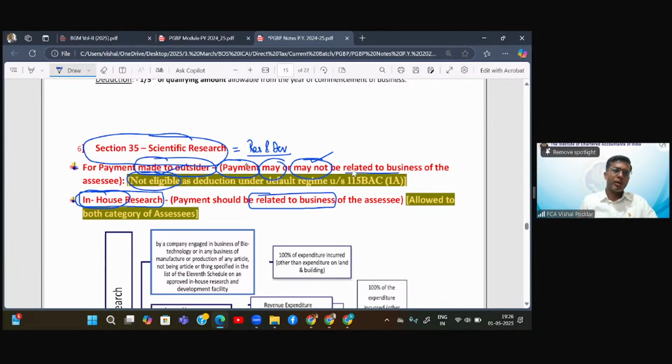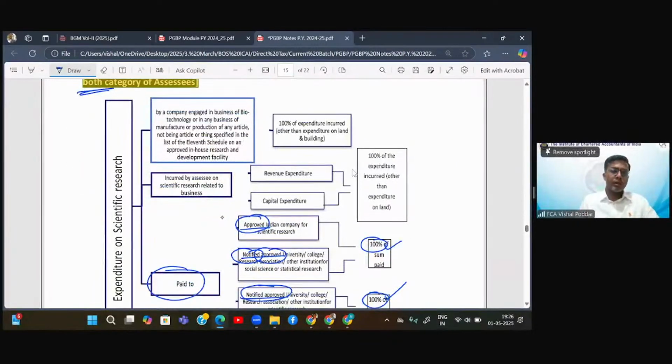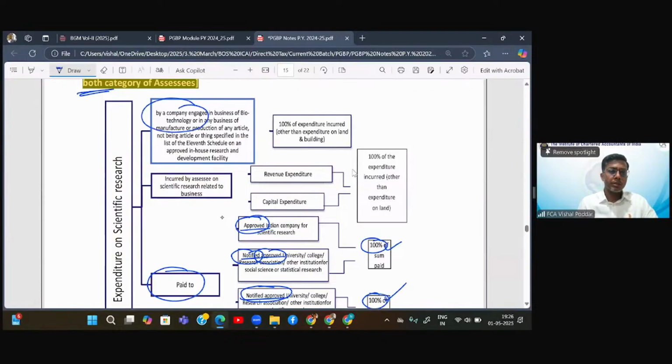Here, if you are doing research which is not related to business, there is no deduction. Here, deduction is allowed under both the schemes, whether old or new. So both schemes are allowed. Now, in this also earlier, there were two categories, a special and a regular. Special was allowed deduction at a time of 200, then they changed it to 150. Now even that is gone. The best part is 100.